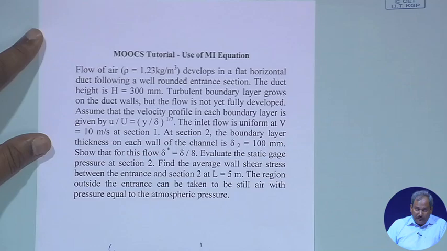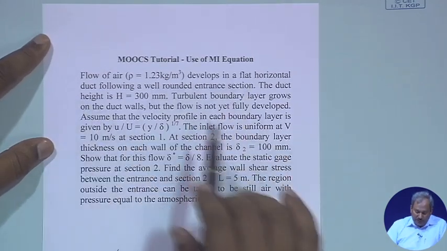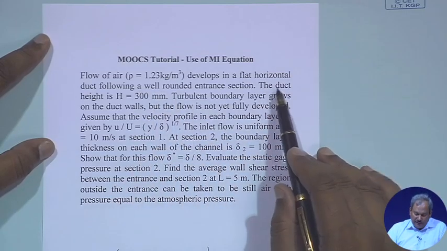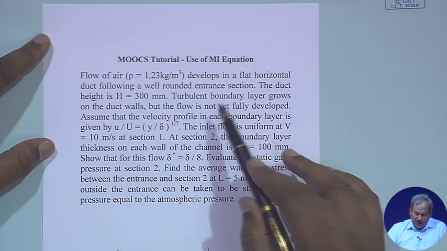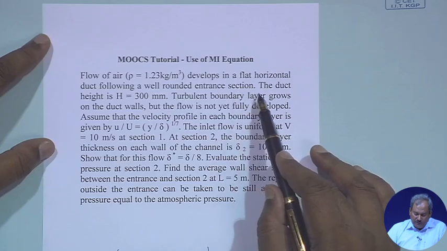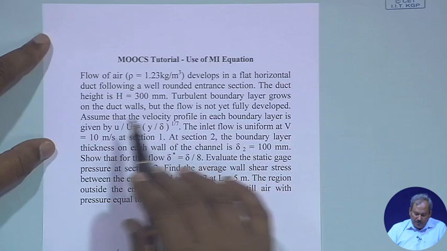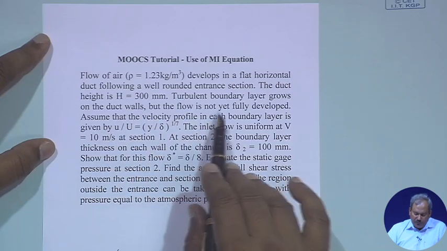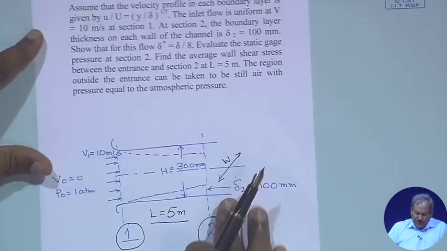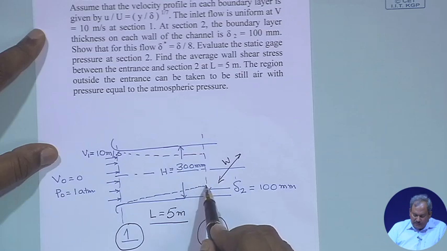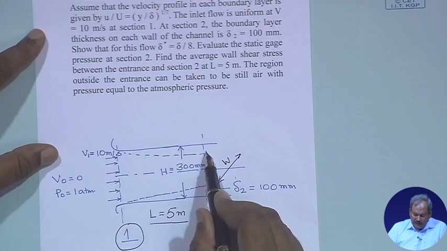The problem, if I can read it once again for you, is that the flow of air whose density is provided develops in a flat horizontal duct following a well rounded entrance section. The duct height h is 300 millimeter. A turbulent boundary layer grows on the duct walls, but the flow is not fully developed. That means the two boundary layers have started forming from the entrance up to that point, but these two boundary layers haven't touched each other. So, therefore, the flow is still developing.